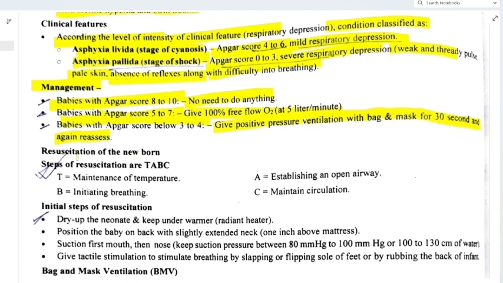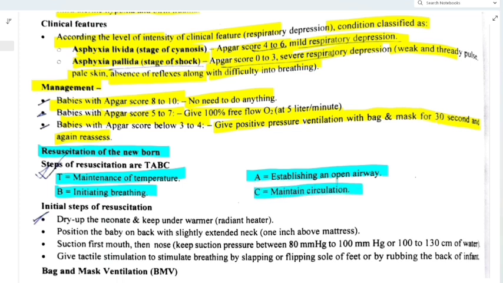Then coming to resuscitation of the newborn. Let's see what the steps are. The steps of resuscitation are TABC. In the case of an adult, it is A, B, C, D, E, F, G, H and so on, but in the case of a newborn, it is TABC. T is for maintenance of temperature. This is the single most important step, and it is the temperature for the newborn. Now A is for establishing an open airway. Then B is initiating breathing. C is maintaining circulation. So these 4 steps of resuscitation are followed for the newborn.